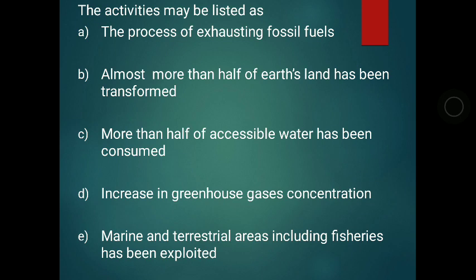Also because of the human activities, let's go to the next point. There is an increase in greenhouse gas concentration. Because of greenhouse gas concentration, there is climate change. Rather than the rainy season in Mangalore itself happening in June, July, August, now it is happening in July, August, September. So it's all a part of climate change. We are experiencing the climate change right now.